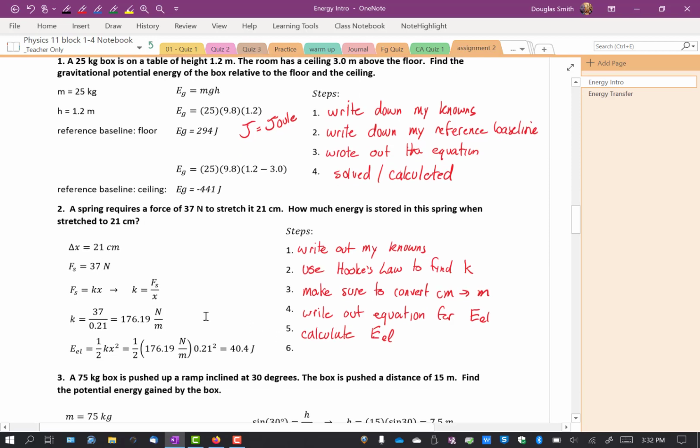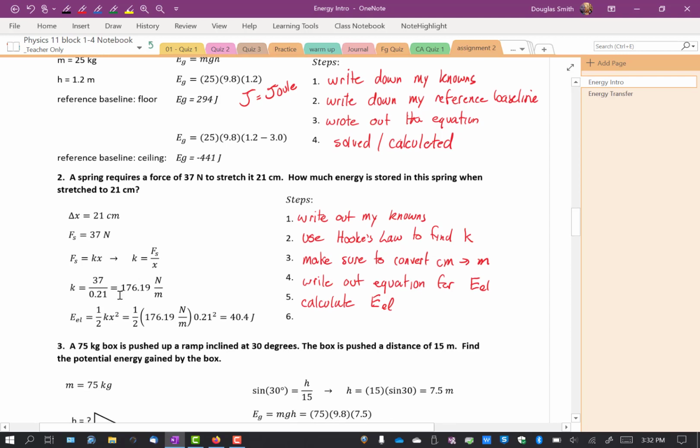Spring energy, again, is pretty straightforward. In this question, the first thing I'm asking is that the person would have to find the spring constant using Hooke's law. Once they have the spring constant, they can use the elastic potential energy equation.